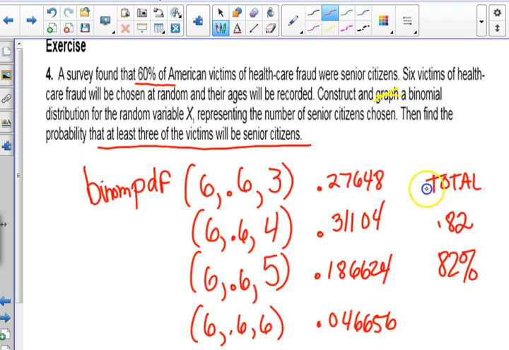Point 82. 82% of the time, when we pick 6 names out of the 60% of healthcare victims being seniors, there's an 82% chance that at least 3 of them will be senior citizens. If we're in AP stats, you'd have to write out that sentence on the AP test. You'd have to explain what that number meant, but it's a multiple choice quiz question. You pick the one that says 0.82, or 82%.